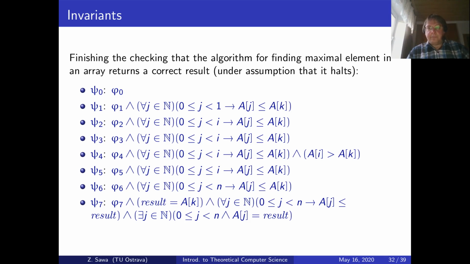then we can be sure that whenever the algorithm gets to the final state, it will surely produce a correct result. But by checking the invariants, we have not ensured that the algorithm will really halt after some finite number of steps.